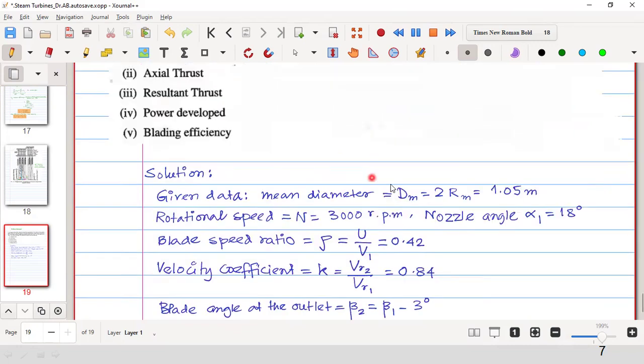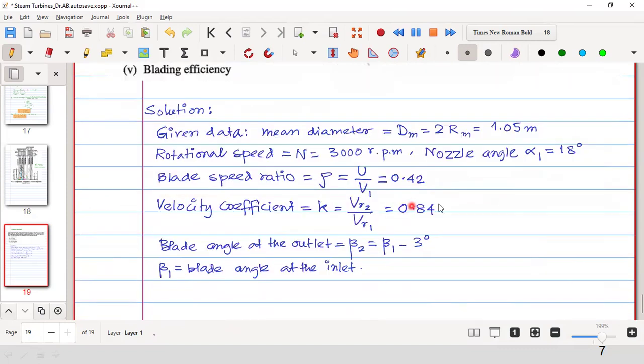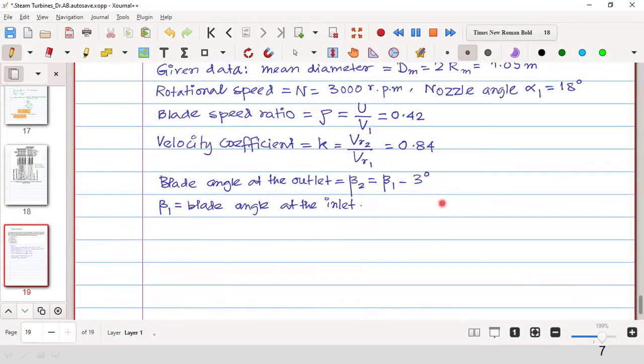And mass flow rate is given as 10 kg per second, which is the mass flow rate of steam through the turbine. So these are the quantities that are given.